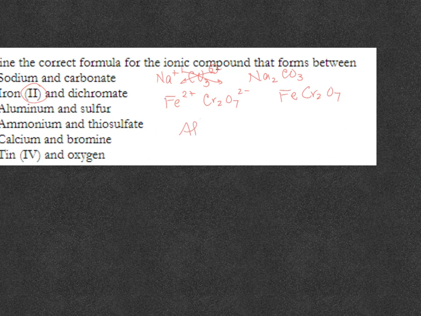Aluminum and sulfur. Aluminum's group 13, sulfur's group 16. The 2 comes down, the 3 comes down, you rewrite it, Al2S3.